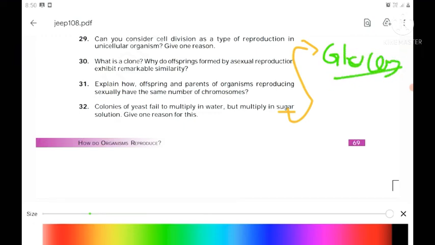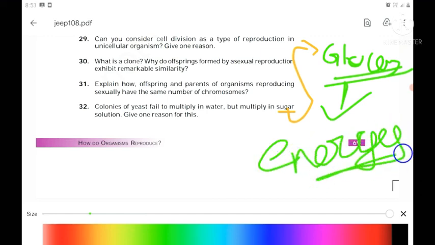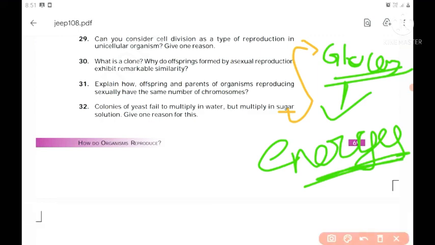Glucose. Sugar is nothing but glucose, we can say. So this glucose, what can it produce? Like generally you think energy, right? So we are clear with this. Now we'll get back to the question.